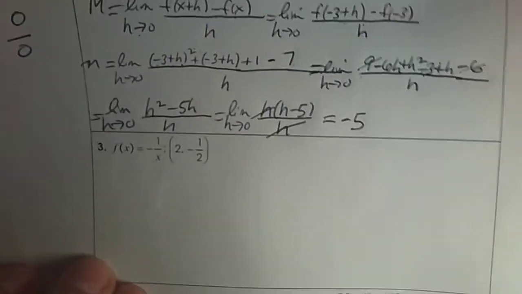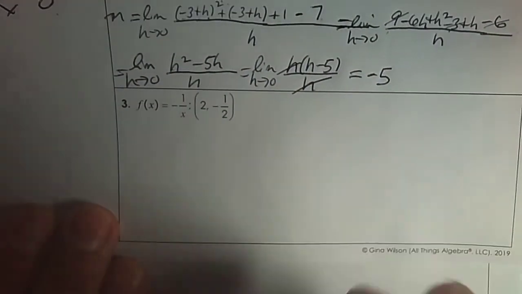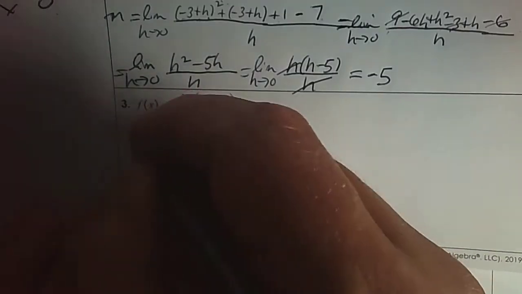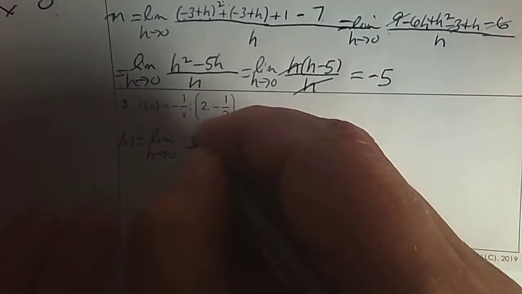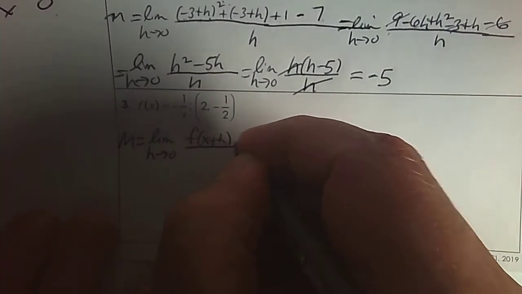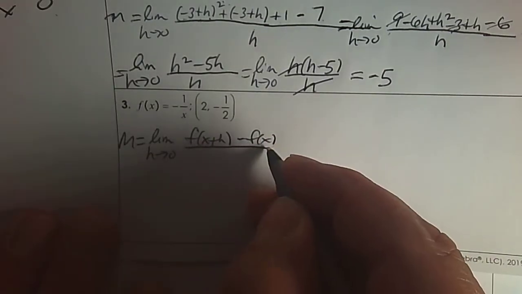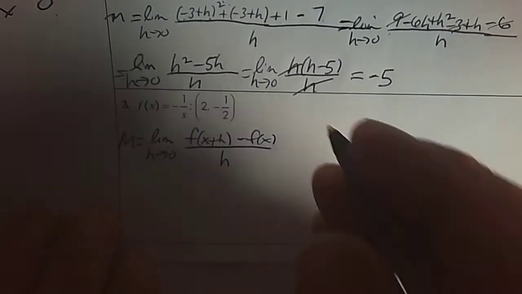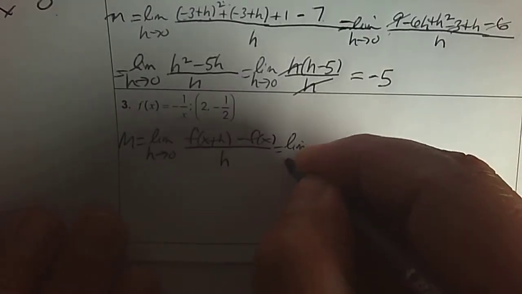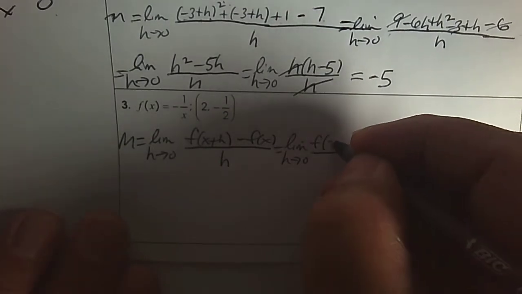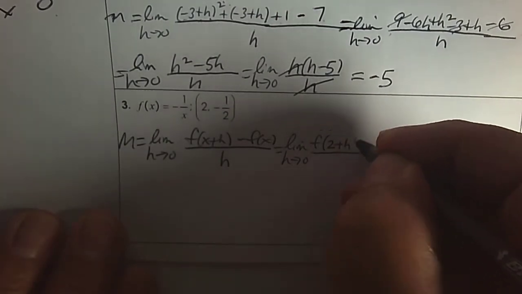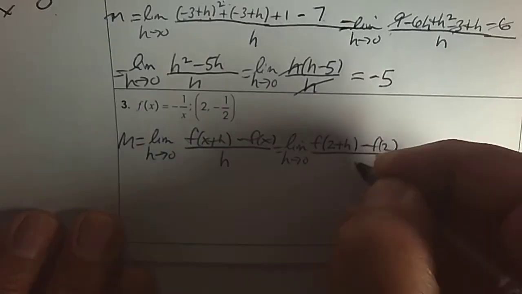All right, number 3. We're starting to do some heavy lifting here. Can you find the slope with 1 point? So we're going to start with our little slope formula. The limit as h approaches 0 of f at x plus h, subtract f at x, that's y2 minus y1, all over h. We are going to keep writing the limit notation. The x coordinate is what I'm looking for. So the x coordinate is 2, so it's f at 2 plus h minus f at 2 all over h.